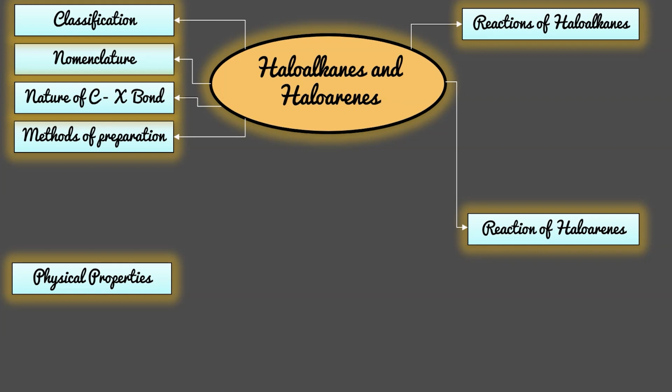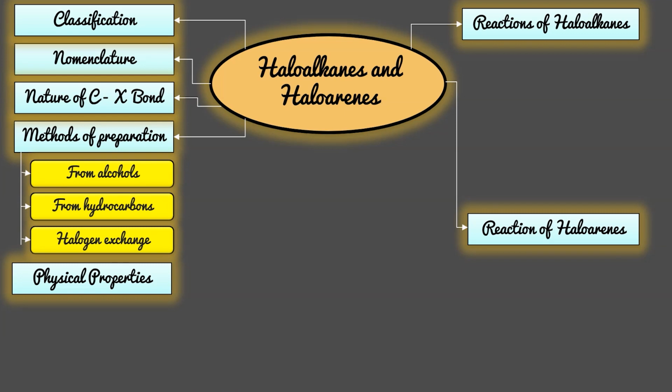Whatever we will cover in this topic, in this series: first, we will cover the classification, then the nomenclature, nature of C-X bond, how it is, methods of preparation, how we will prepare the haloalkanes and haloarenes. For methods of preparation, we will cover 3 points, that is from alcohol, from hydrocarbon, and from halogen exchange. So basically we will deal with all the important points in this.